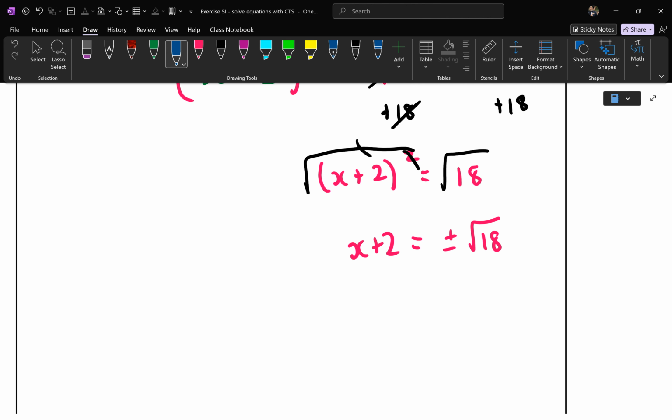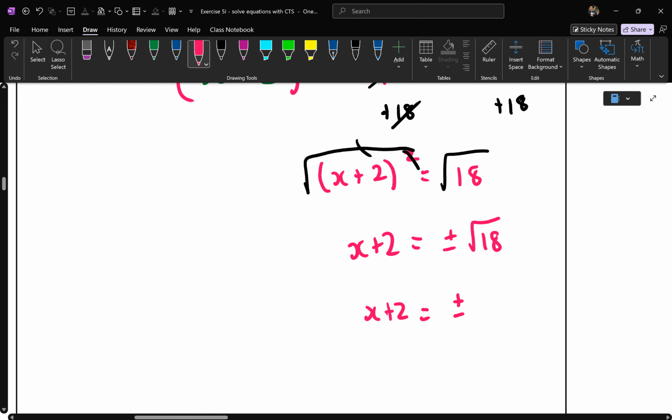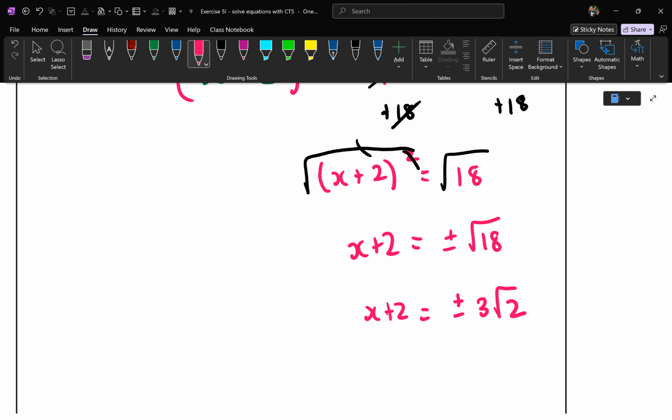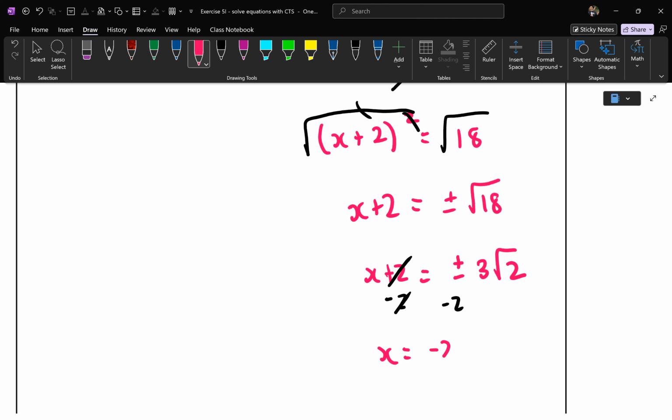So hence, this can be simplified to x plus 2 is equal to plus or minus 3 root 2. Because if you square root the 9, you get the 3. Or you can think of it as root of 9 times root of 2 is root of 18. Okay, so that's more simplified. Then finally, subtract 2 on both sides. So my answer is x can equal to negative 2 plus or minus 3 root 2.